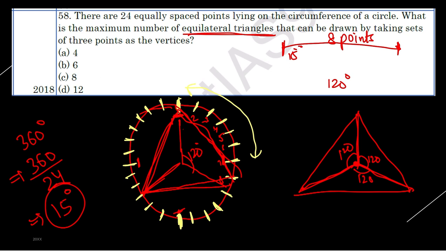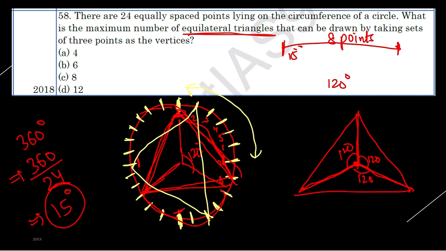So 8 points are possible for me to make one side of an equilateral triangle, right? So 8 points here, 8 points here, 8 points here, and 8 points here. Suppose I start from here. This is equilateral triangle number 1. The second equilateral triangle will look something like this.